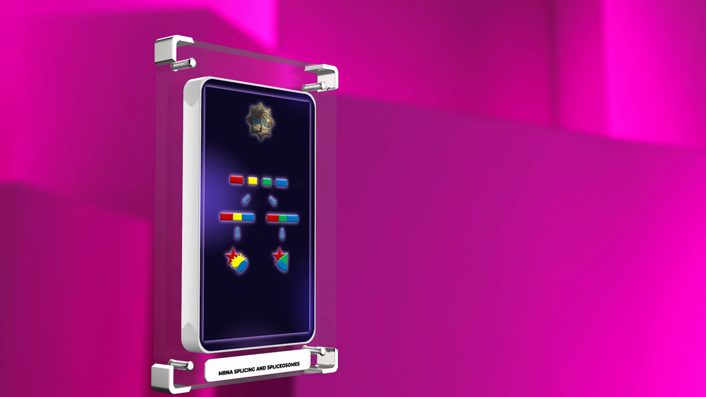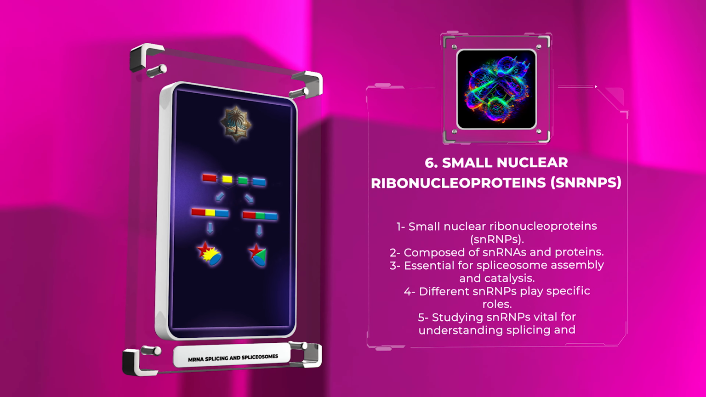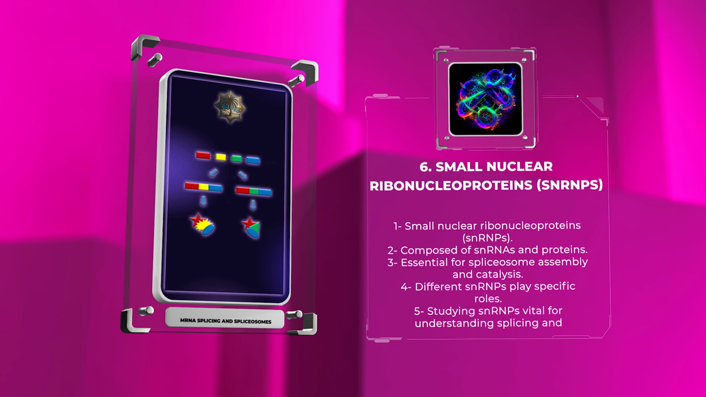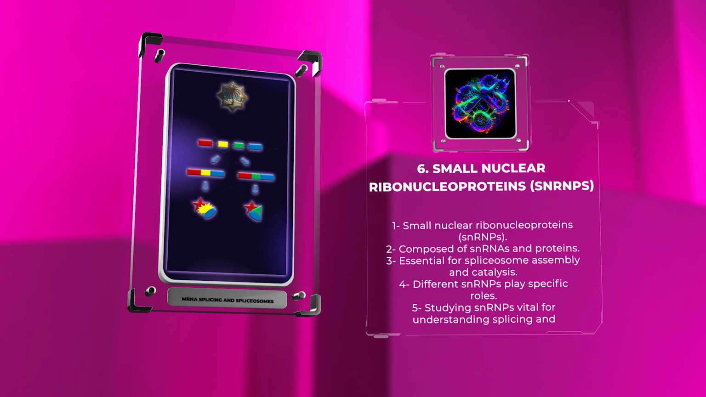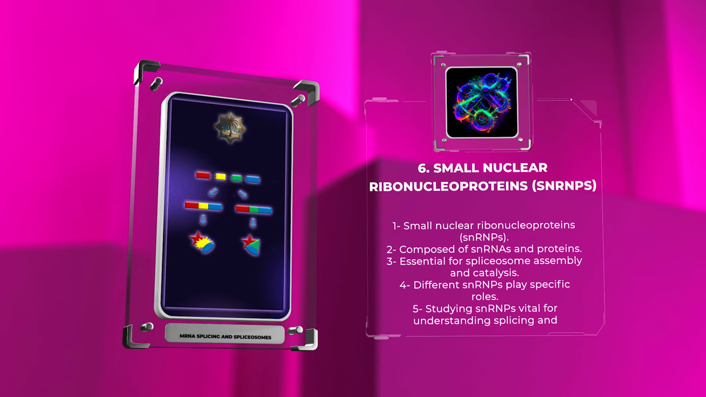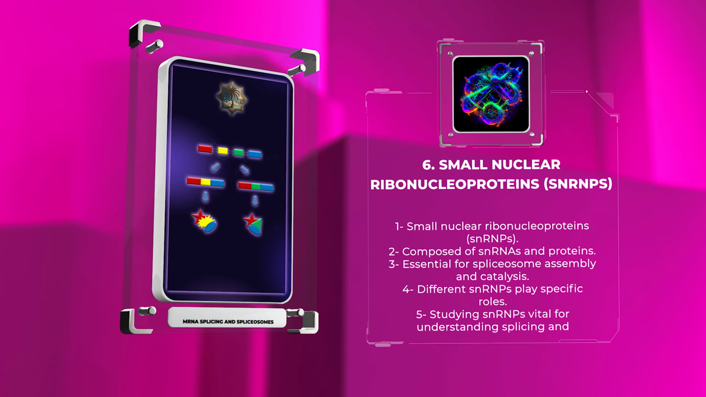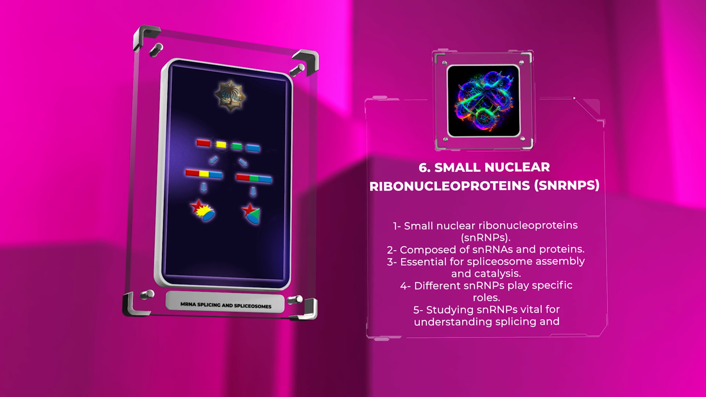Small nuclear ribonucleoproteins, snRNPs, composed of small nuclear RNAs, snRNAs, and proteins, are essential for spliceosome assembly and catalysis. Different snRNPs play specific roles and contribute to spliceosome stability, activity, and base pairing interactions. Studying snRNPs is vital for understanding splicing and addressing splicing-related diseases.